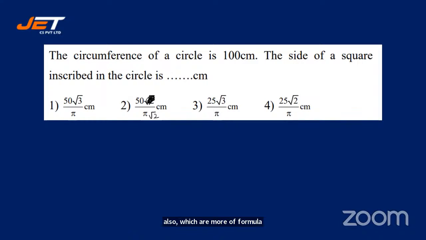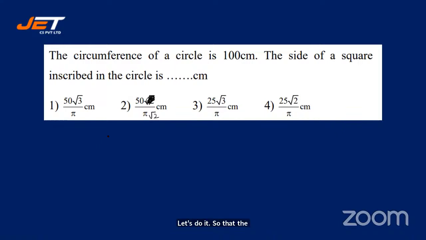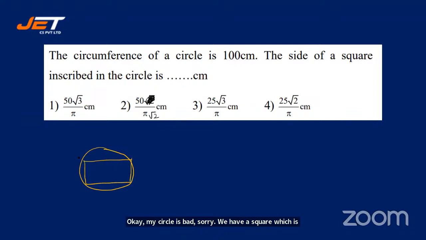The circumference of a circle is 100 centimeter. The side of a square inscribed in the circle is dash centimeter. Yes, so very, very fast. Let's do it so that the sum will be able to complete. So you have a circle. Okay, my circle is bad, sorry. We have a square which is inside the circle. All right, so let's name it as ABCD.